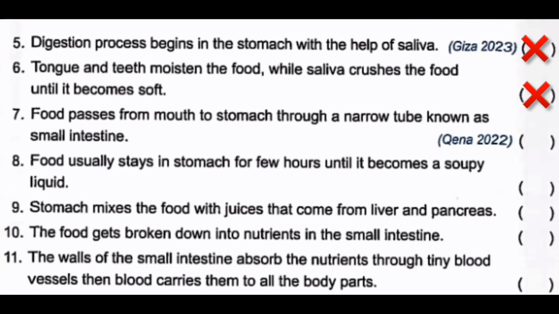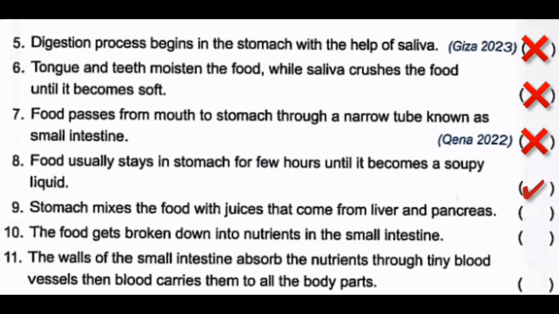Number 7. Food passes from mouth to stomach through a narrow tube known as small intestine. Through the small intestine, or through the throat and esophagus? So the answer is false. Number 8. Food usually stays in the stomach for a few hours until it becomes a soupy liquid. True. Next one, number 9.